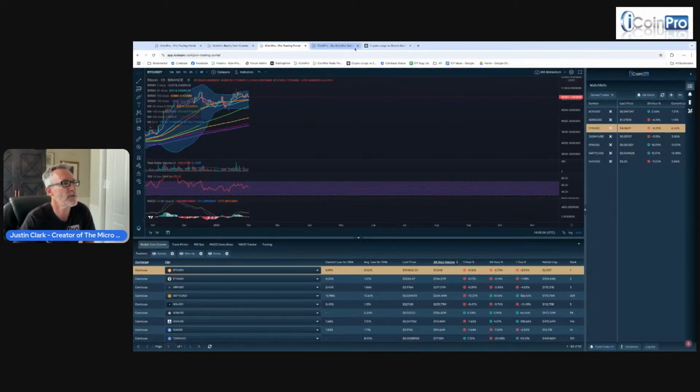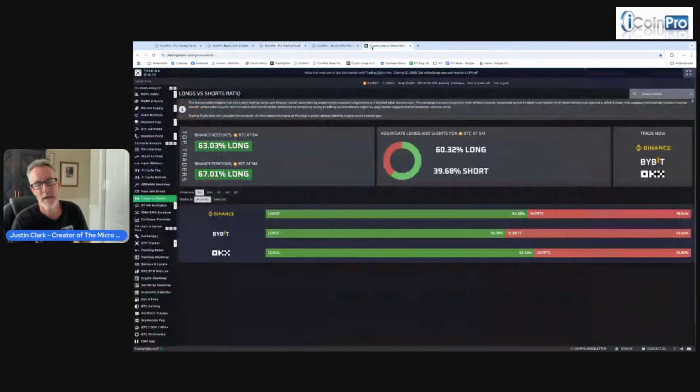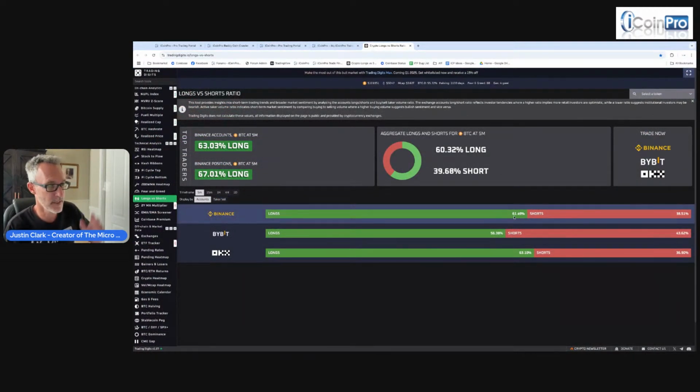So we're going to have to keep a close eye on those longs for sure and what's happening with them. But again, if that gets over 70%, we've seen it before. Could be the one that drops it enough that it changes the trend, if that makes sense.